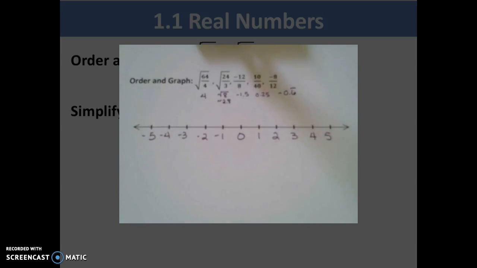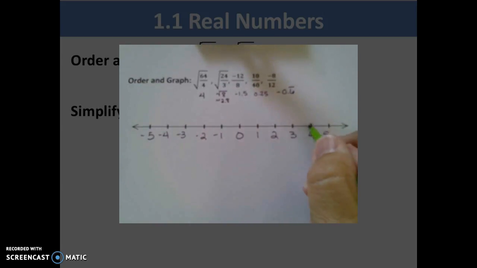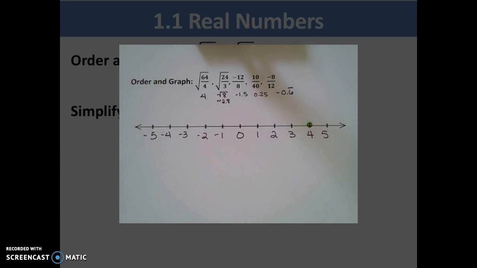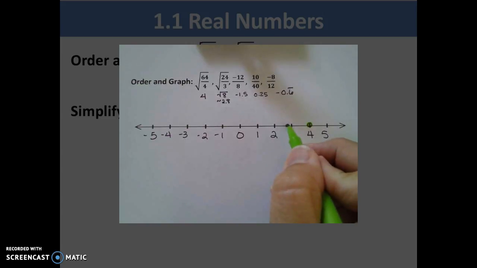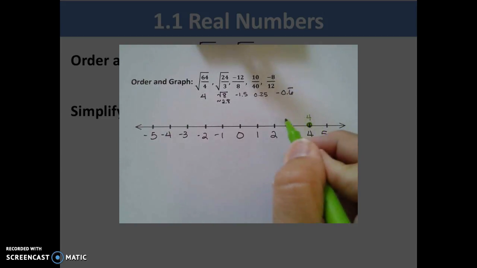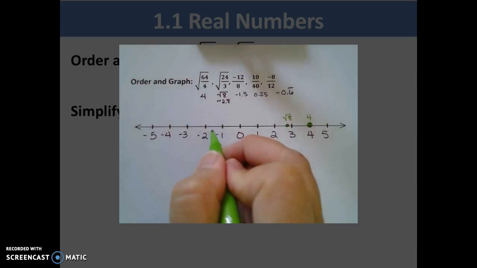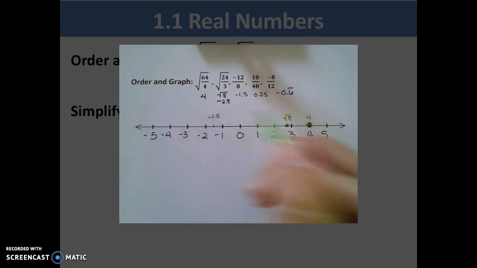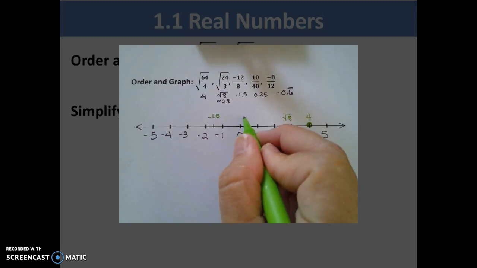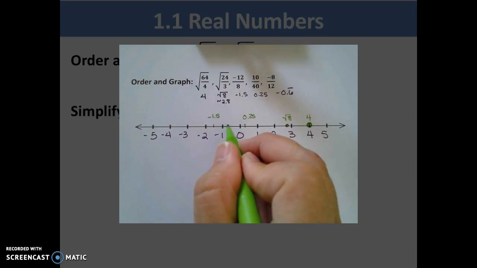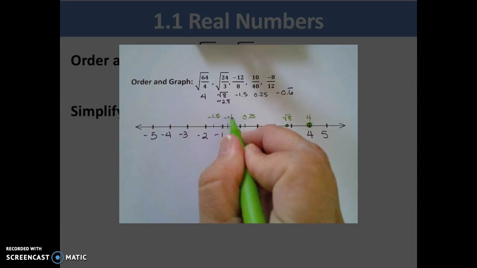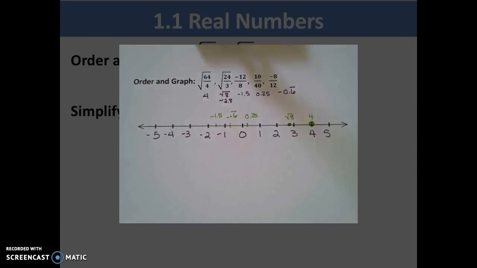let's start with the number 4. And then we have 2.8. Square root of 8 is approximately 2.8. Negative 1.5. 0.25. And negative 0.6 repeating. There are our numbers on the number line.